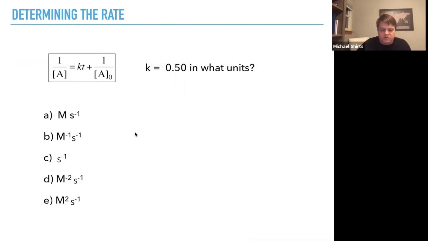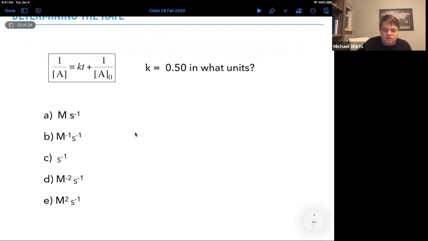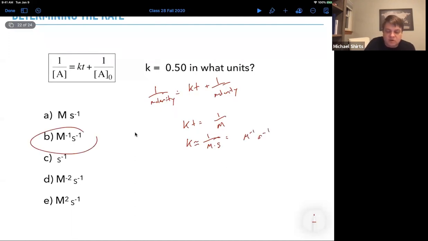So 1 over molar here, 1 over molarity is equal to kT plus 1 over molarity. So for this to be equal, kT has to have units of 1 over mole. And T has units of time. So K is going to have units of 1 over mole times seconds. So the units will be mole minus 1, second minus 1. So those are the units.